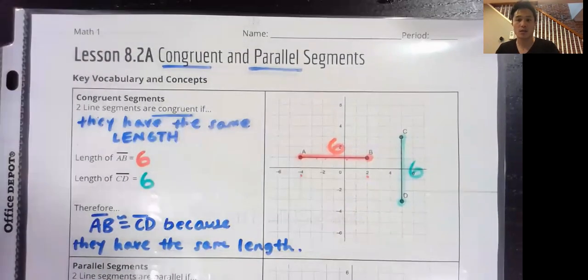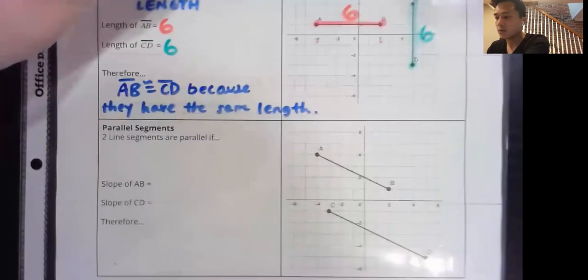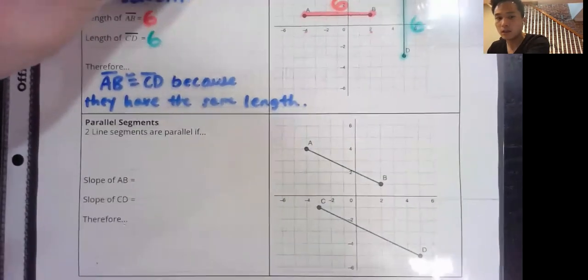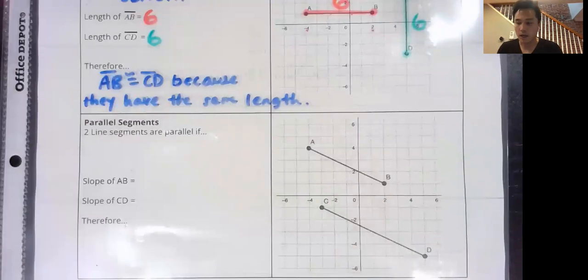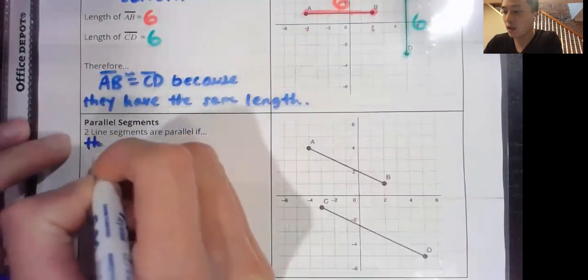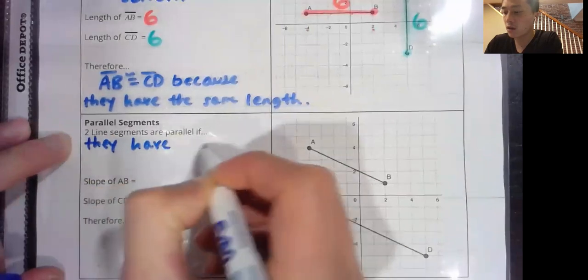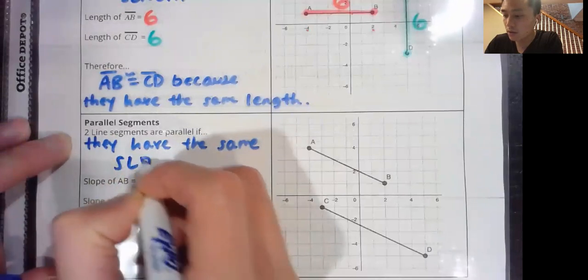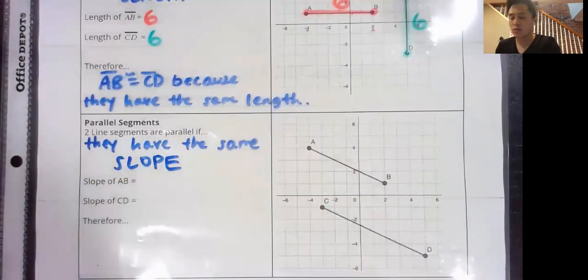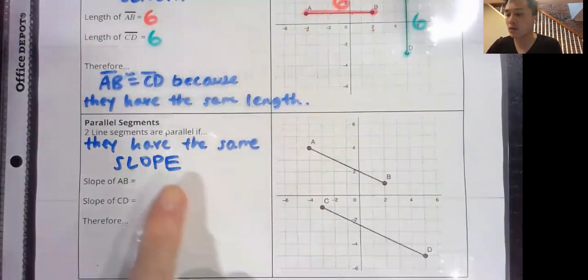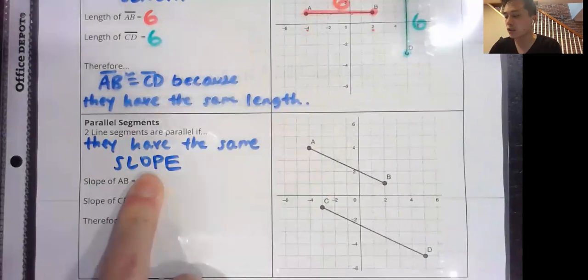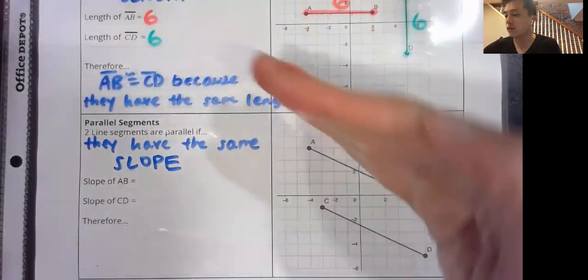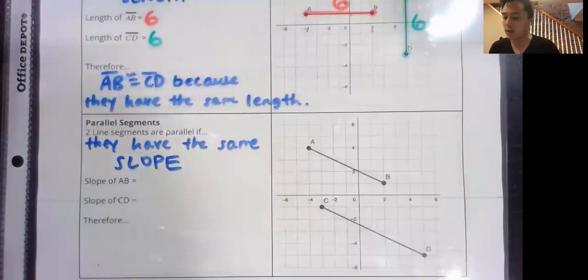Okay, congruent, same length. Not to be confused with parallel. Two line segments are parallel if they have the same slope. So to see if two lines are parallel, we don't need to know anything about their lengths. We just have to know about their slope. That's how we can determine if they are continuing on forever, that they would never touch. They're parallel, same slope.